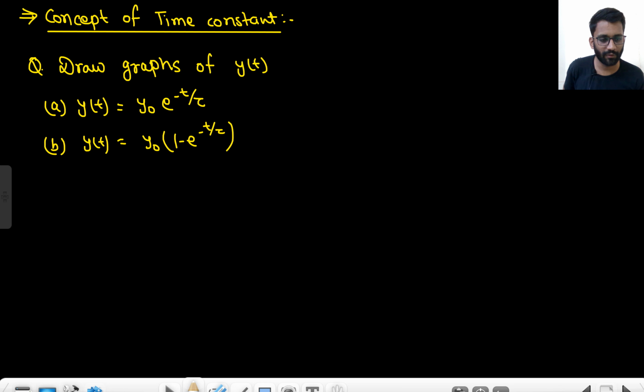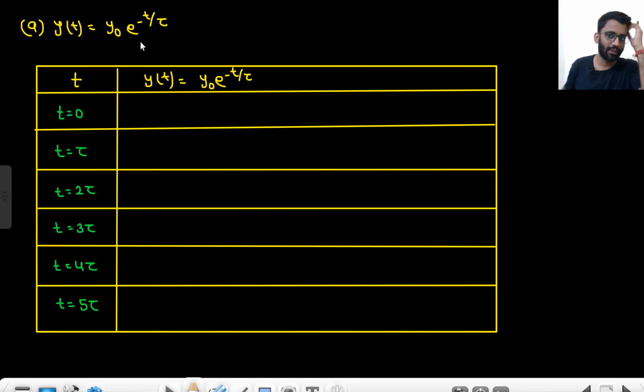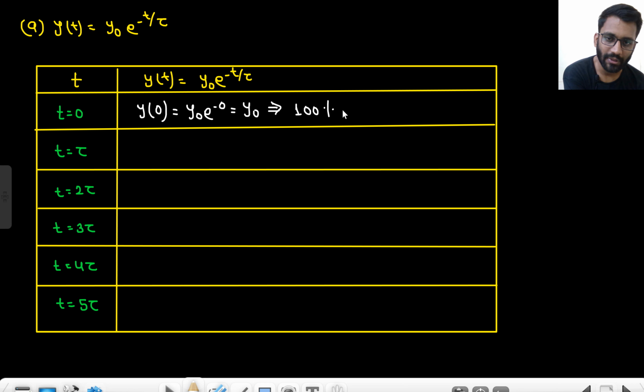First we will start from this one, y(t) = y0 e^(-t/tau). What will be the value at t = 0? So y(0) will be y0 e^(-0), that will be y0. So this is 100% of y0, right?